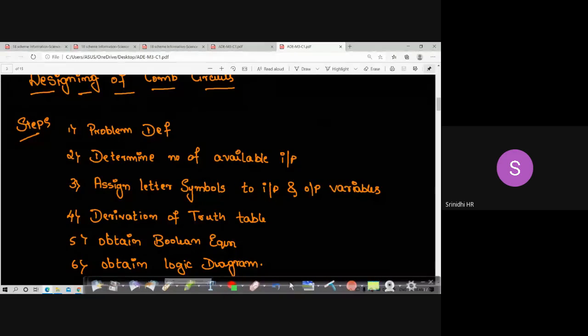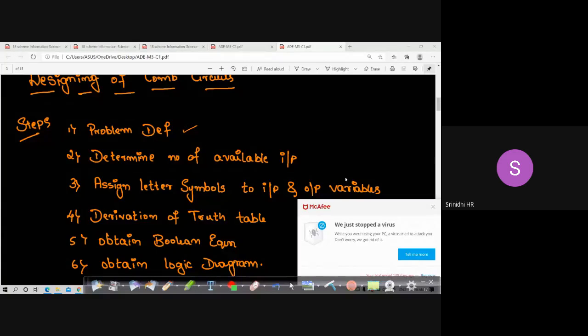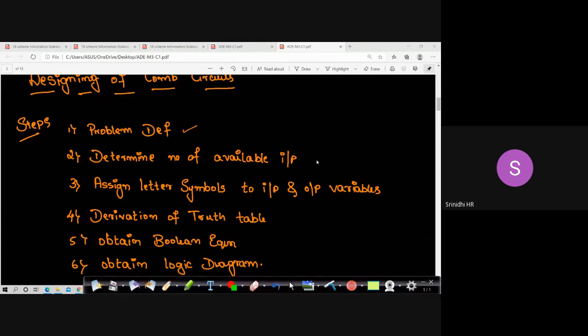So one, your first step is problem definition. Whatever problem has been given to you in designing a combinational logic circuit, we need to analyze it. Second, we need to know what all the available inputs are. Input is one main thing that we need to concentrate on. So what is the actual input we are subjecting it to?